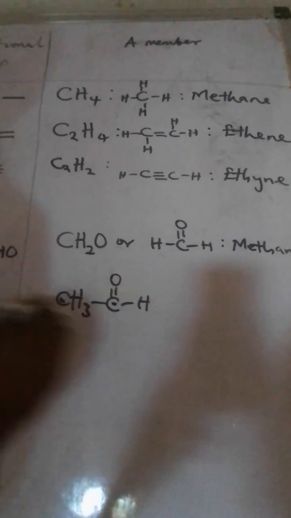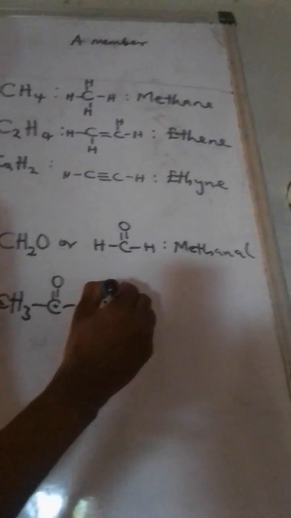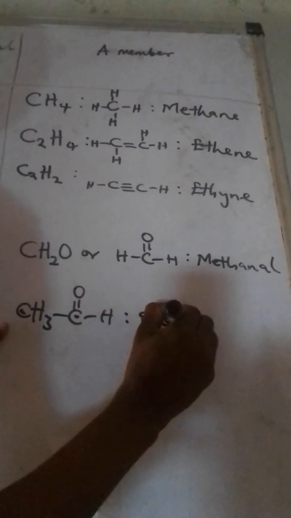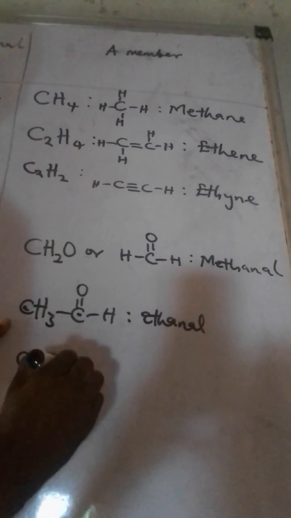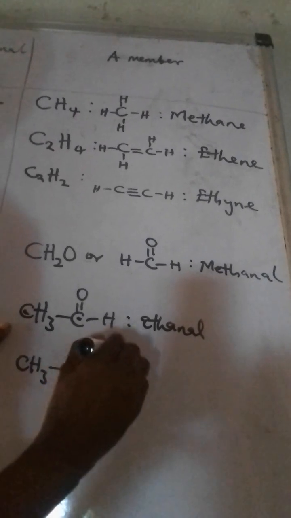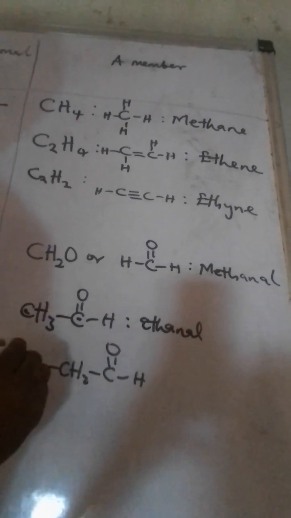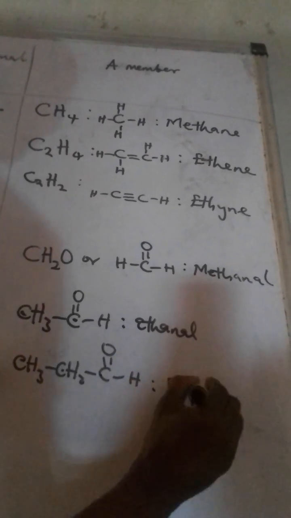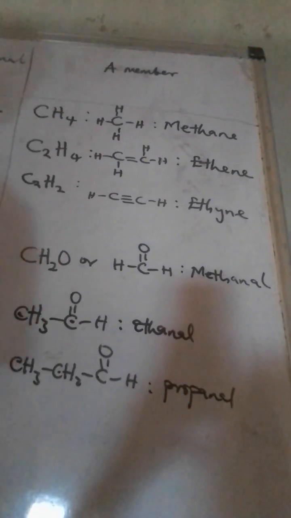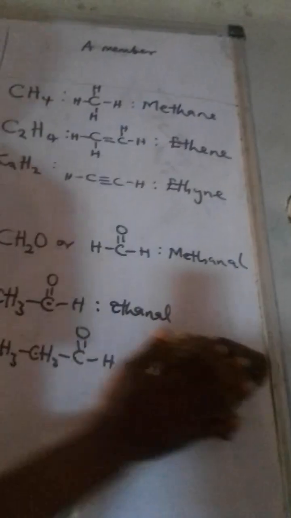What of this? CH3CHO. What could you call it? Remember, the carbon atoms are 2 in number. So you know the name should be ethanal. We also have CH3CH2CHO. 1, 2, 3. Carbon atom 3. So the name should be what? Propanal. And so on and so forth. You see the reading now.